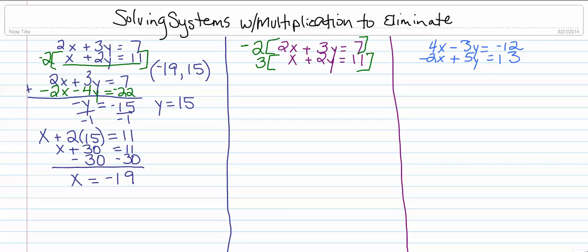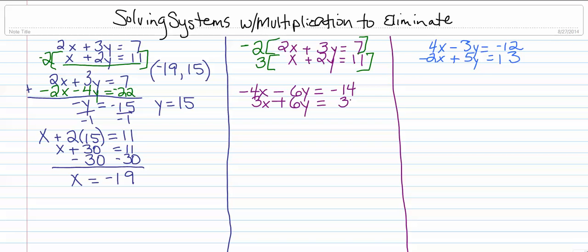Negative 2 times 2 is negative 4x. Negative 2 times positive 3y is going to be a negative 6y. And negative 2 times positive 7 is going to be a negative 14. The second equation, everything's going to get multiplied by a 3. 3 times x is positive 3x. 3 times positive 2y is positive 6y. And 3 times 11 is 33.